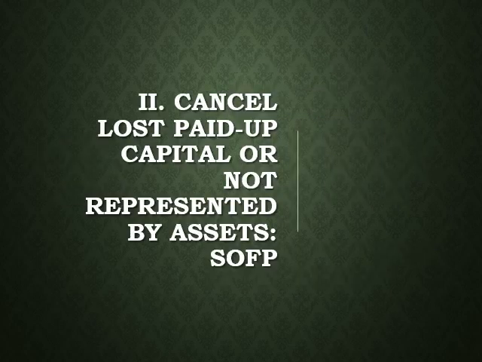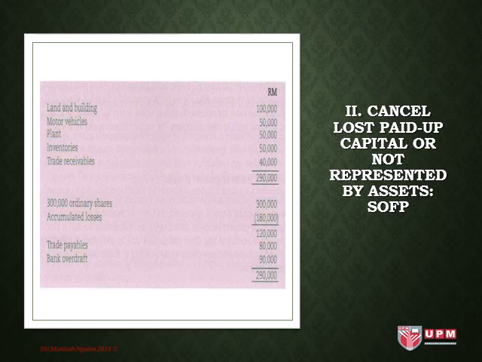Let us now look at an example of cancelling lost paid up capital, or capital that is not represented by assets in the statements of financial position, that is option 2. Note that when we do internal reconstruction, it is always because our company suffers severe accumulated loss, and this accumulated loss has eaten up the capital paid up. Therefore, a portion of capital will not be represented by assets as it has been eaten up by loss. Remember the accounting equation? Assets must always be equivalent to liability plus equity.